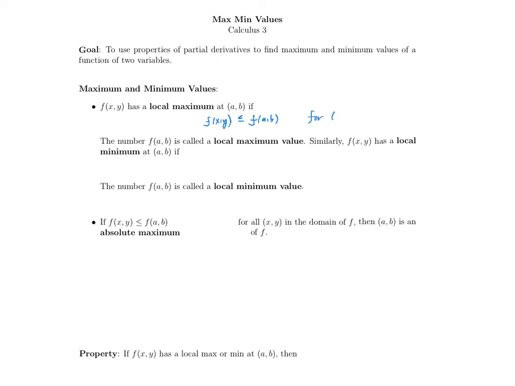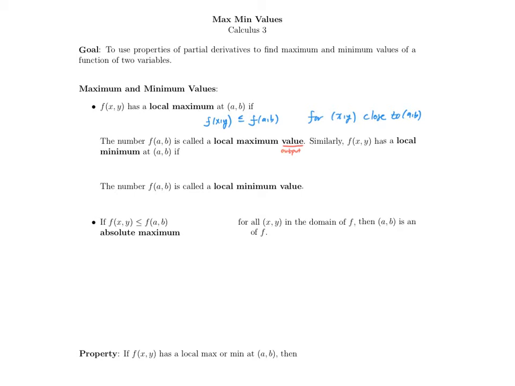And how we will write this is to say, for (x, y), our inputs, close to (a, b). And depending upon the application, we may only be interested in that output, f(a, b), and f(a, b) is called the local maximum value. And that word value is really indicating that we're talking about an output of a function. So we have the local maximum at (a, b), i.e. where it occurs, and the local maximum value is the associated output.